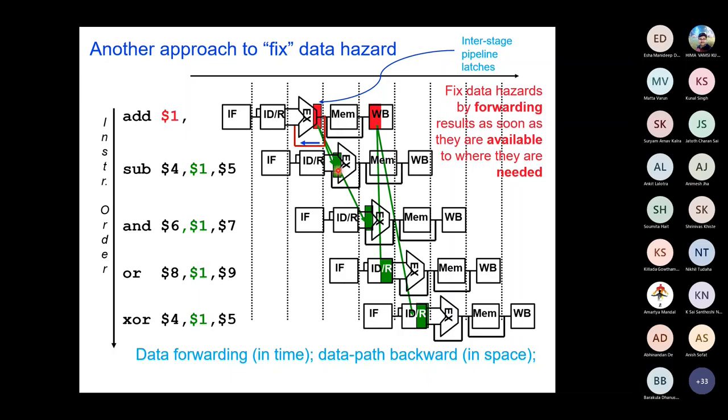So this is data forwarding. It's called data forwarding because you are forwarding the data ahead of time, prior to writing in the write back stage. But remember that the actual physical data path goes backward in space. I hope you understand the duality between these two. This is forwarding in time, but backward in space.